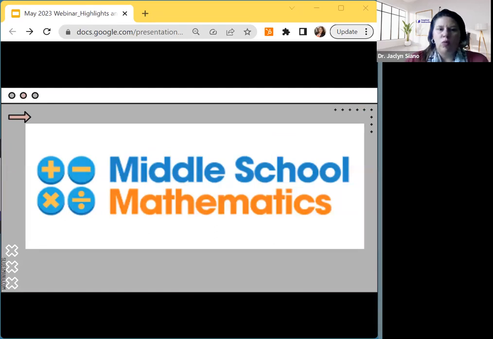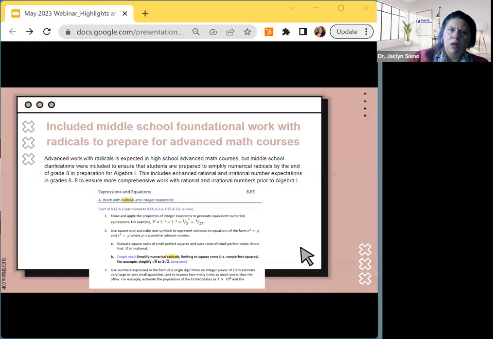And then in middle school, we have just a couple of changes, nothing hugely major. So they have included some more foundational work with radicals in the middle school level because they want to prepare students better for advanced math courses. So the goal behind this is adding some clarifications around radicals so that they are better prepared for Algebra 1.